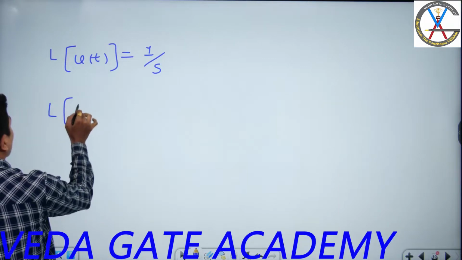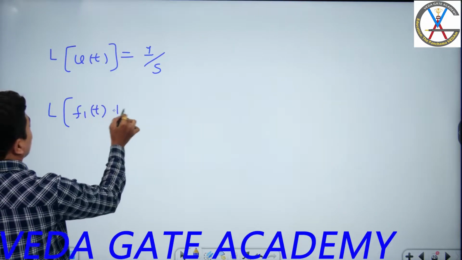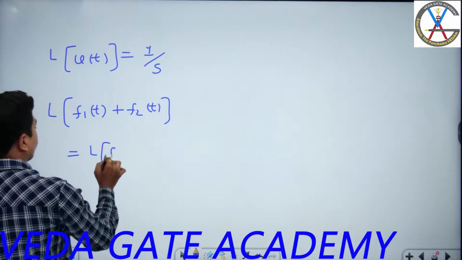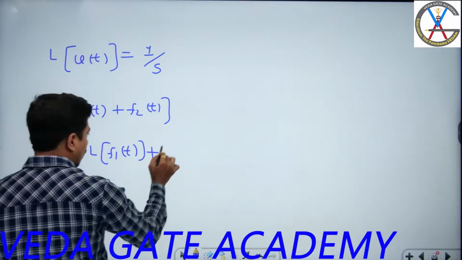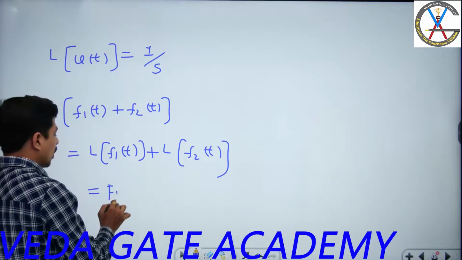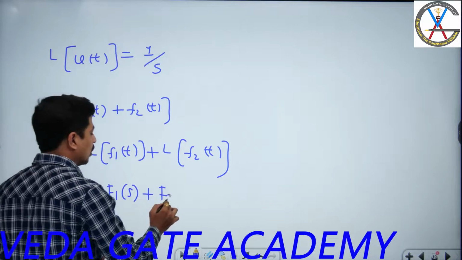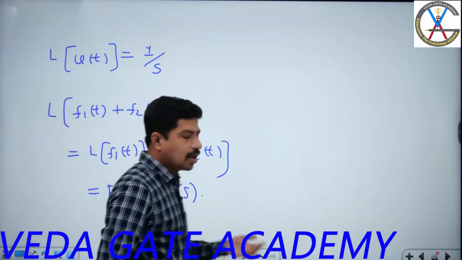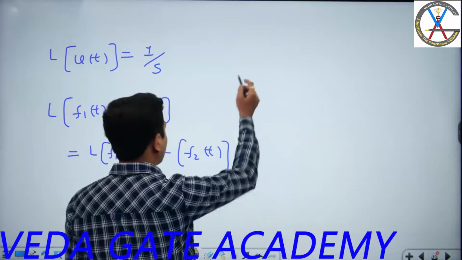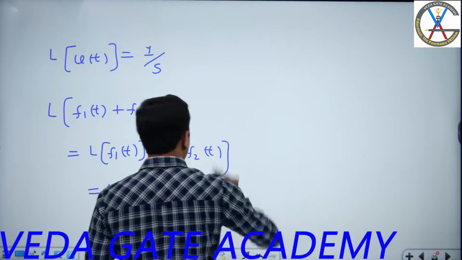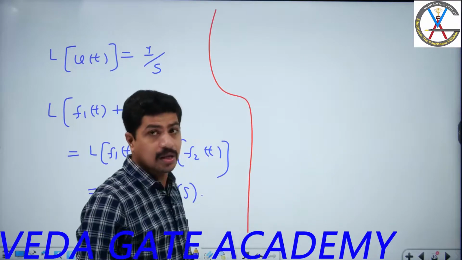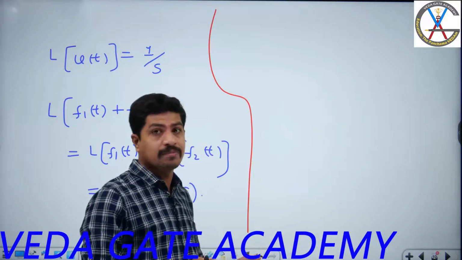What is the Laplace transform of f1 of t plus f2 of t? It is equal to Laplace transform of f1 of t separately plus Laplace transform of f2 of t separately. That is equal to f1 of s plus f2 of s. Means when in addition form, we can apply Laplace transform separately. Now in the previous discussion we are done with impulse. Now I am giving combinedly the Laplace transform of impulse and step.